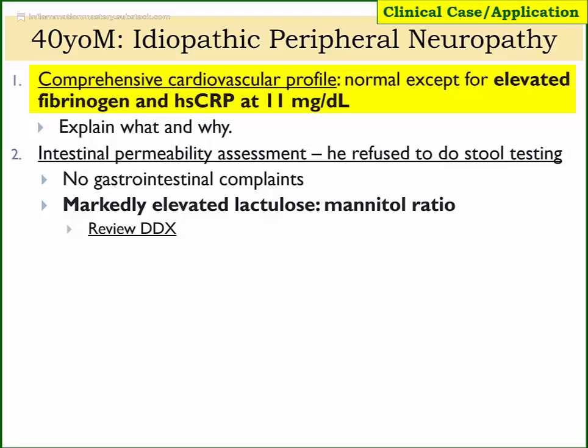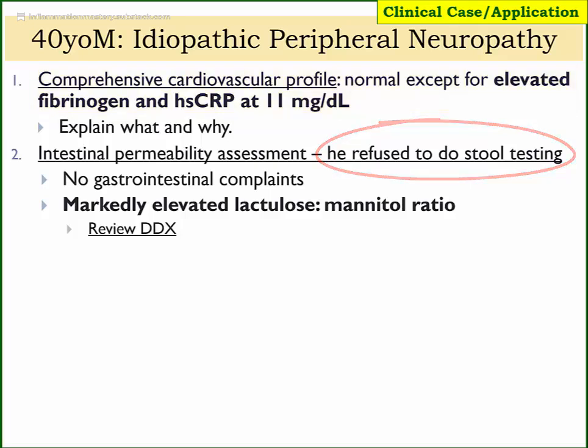That's exactly what we would expect for a condition of sustained low-grade inflammation. I asked this patient to do a stool test because I was already convinced that he quite likely had gastrointestinal dysbiosis. He refused to do stool testing, but he was willing to do a lactulose mannitol assay, which we performed.